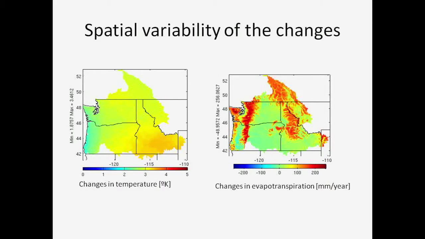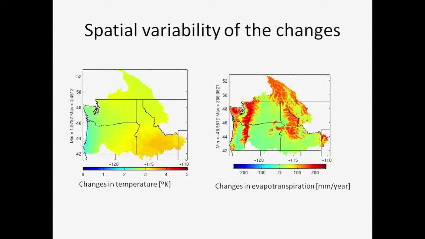There are other ways in which we can look at the spatial variability in more detail. And in this slide, I'm showing changes in temperature from the historic period to the future period. And it shows that the temperature is estimated to change about 2 degrees on the coast, and then the changes are going to be larger inland, up to about 3.5 degrees.